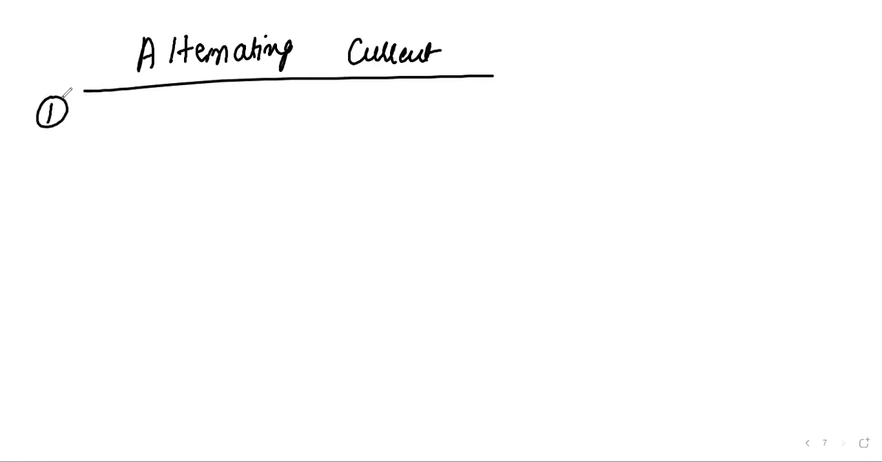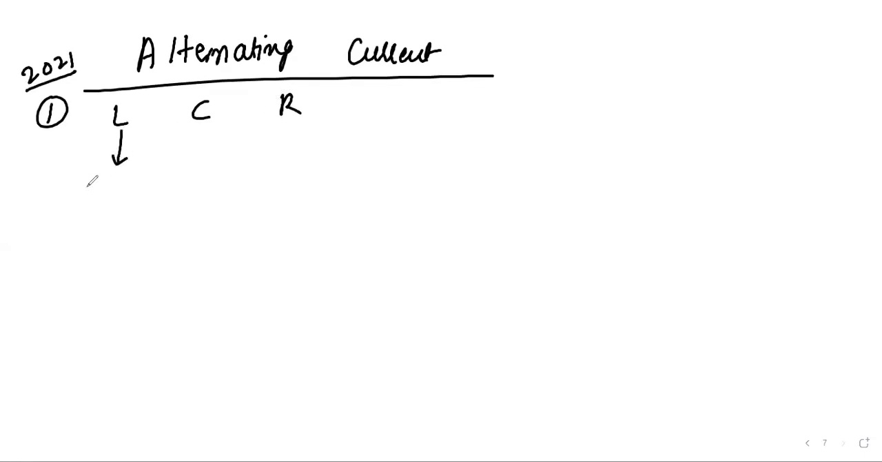Now see the next question based on alternating current. So see the first question. It was asked in 2021. An inductor of inductance L, a capacitor of capacitance C, and a resistor R are connected in series to the AC voltage V as shown in the figure. The potential difference across L, C and R is given.